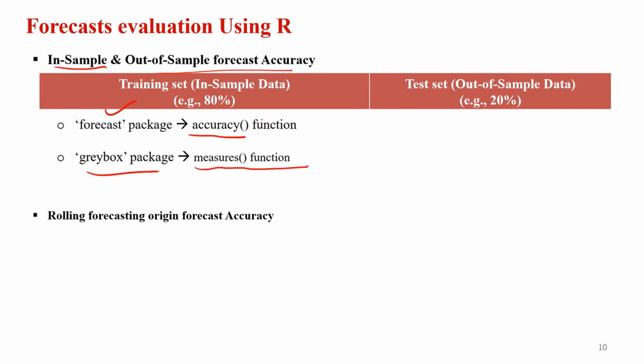Okay, so let me first calculate the in-sample and out-of-sample forecast errors with respect to the accuracy function as well as the measures function, and we will see that these functions report different types of accuracy measures, such as root mean square error, mean absolute percentage error, and so on. And then at the end, I'm going to calculate the rolling forecast origin forecast accuracy.